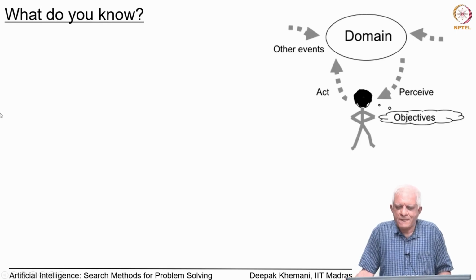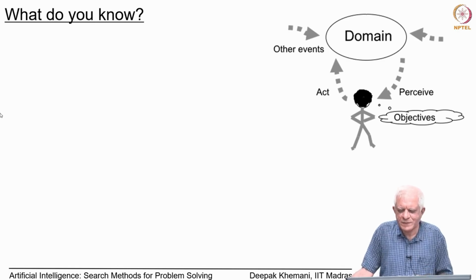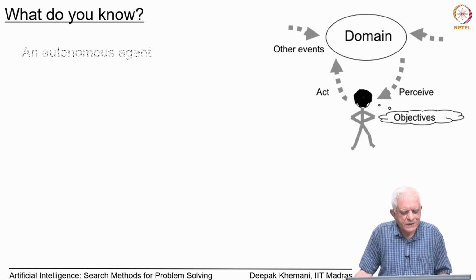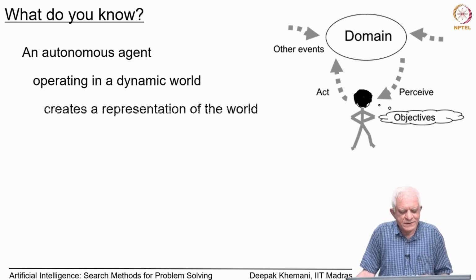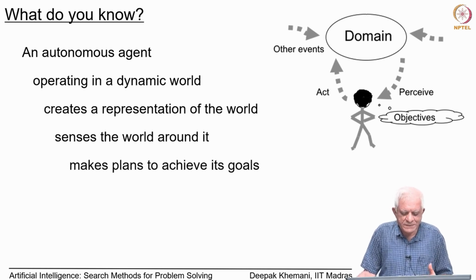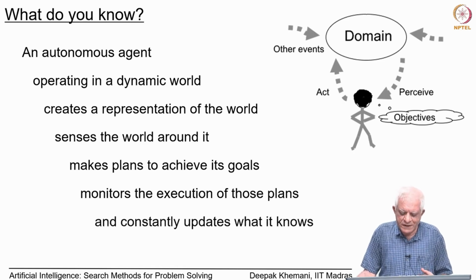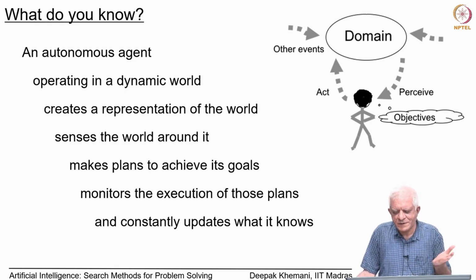Okay. Now, here is a preview of what is to come next week. When you look at an agent in the problem solving environment, and this diagram is something we saw when we were talking about planning, an autonomous agent in some domain operating in a dynamic world creates a representation of the world, senses the world around it, makes plans to achieve its goals, monitors the execution of those plans, and constantly updates what it knows. So, we are assuming a domain in which not only the agent is acting, but there may be other actors as well, and that is why we are calling this a dynamic world.